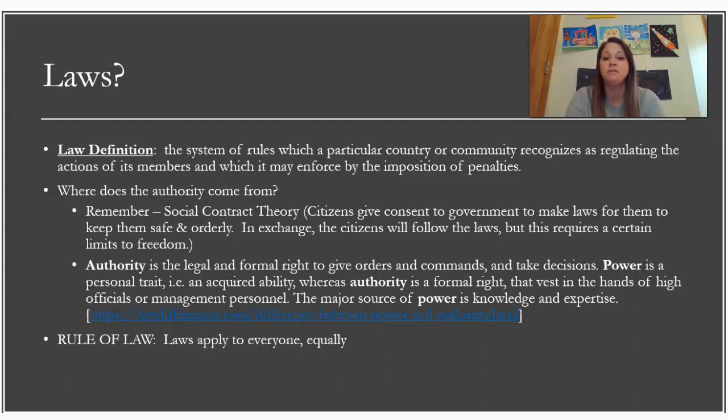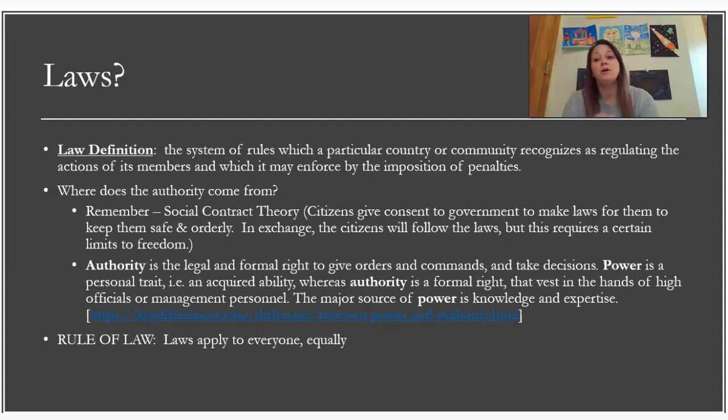Now, what's the difference between authority and power? Because there is a distinct difference. Authority is where you have the legal and formal right to give orders and commands, but power is more like a personal trait. Authority is a formal right that vests in the hands of a high official or management personnel. So really you're looking at authority is our government, and that is the definition of government, ruling authority, where power is going to be something that a person kind of possesses. For example, looking at leadership. You've got authority that comes from a leader, but that leader can also have power. Just because they have power doesn't automatically mean they have authority. The major source of power is knowledge and expertise. In other words, really wisdom.